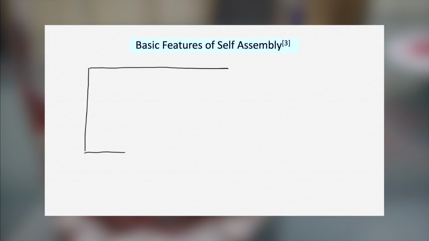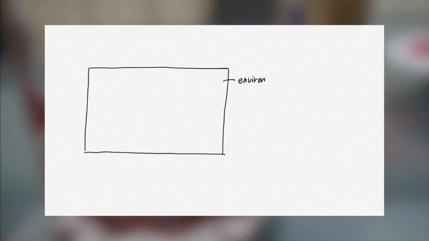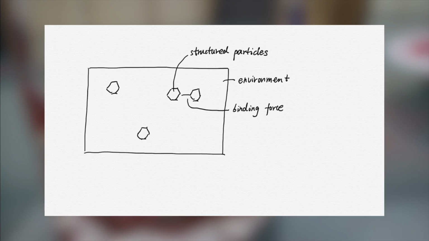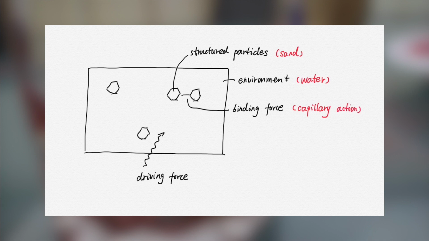Self-assembly requires 4 elements. It requires a specific environment, structured particles, binding force, and driving force. In our case, sand is the particle, and in the water environment, it is bound through capillary action under the influence of gravity and hydrophobic property.